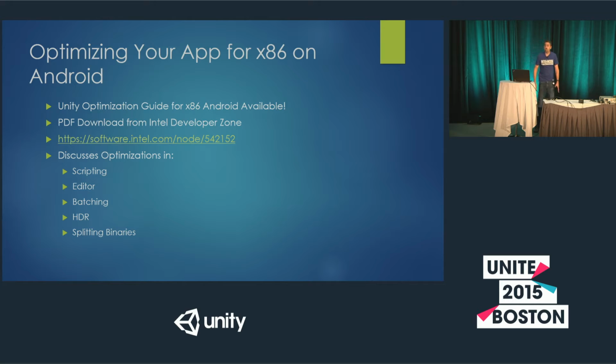So as mentioned, I mentioned the article about optimizing your app for x86 on Android. And this is really worth taking a look at. It's about a 40-page document, but it's broken up into all these different segments, and you can really get hands-on with optimizing, doing script optimizations in your assets in the editor, batching, HDR stuff, and also splitting the binaries.